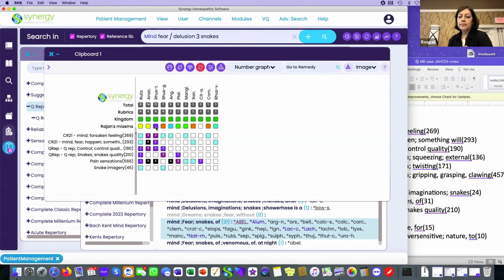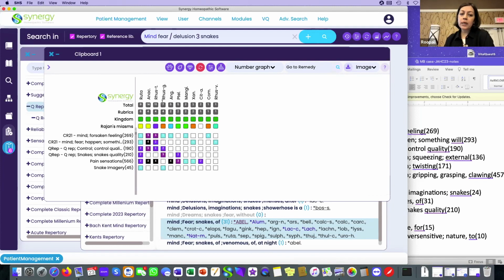The interesting thing here is you can see the miasms here. If you look at the bottom of the screen over here, you can see when I scroll through, the orange is really the leprosy miasm. And then Rus tox, I think, is typhoid. And interestingly, Ruta is cancer, and so is Anacardium. So of the top three remedies, we have one remedy that's cancer miasm and another remedy that's leprosy miasm. And so I think it depends on the full case now to really see whether Ruta would be more appropriate or Rus would be more appropriate.